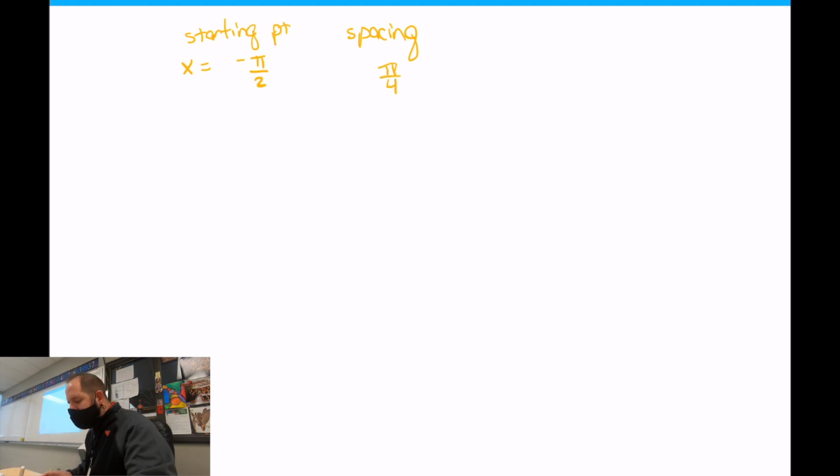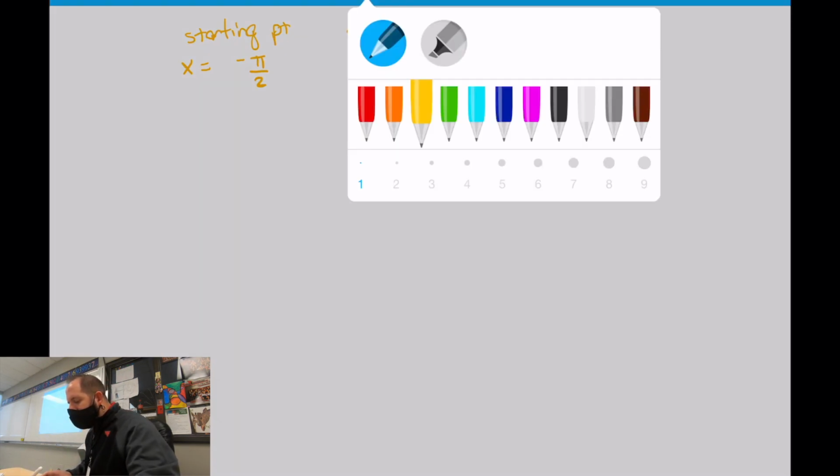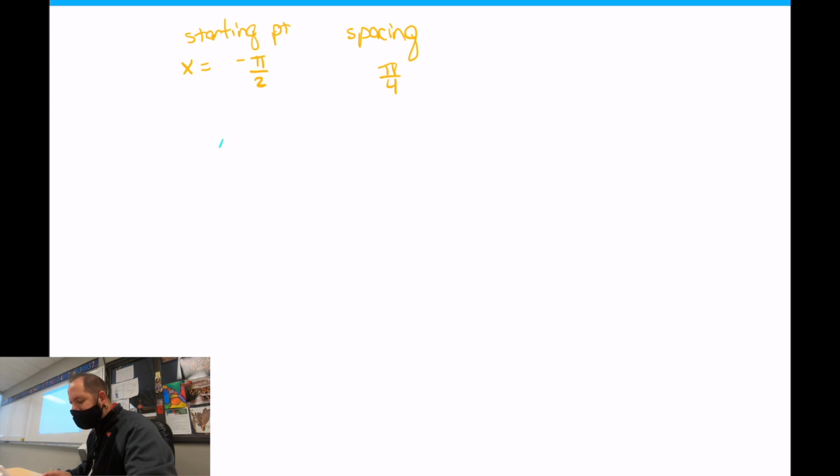So, again, this is my starting point and my actual spacing was pi over 4, not 1/4. All right, now on your problem, I'm going back to the original problem that I had written up there. Here it is. I don't really care what's in that parenthesis, and we had the 8.